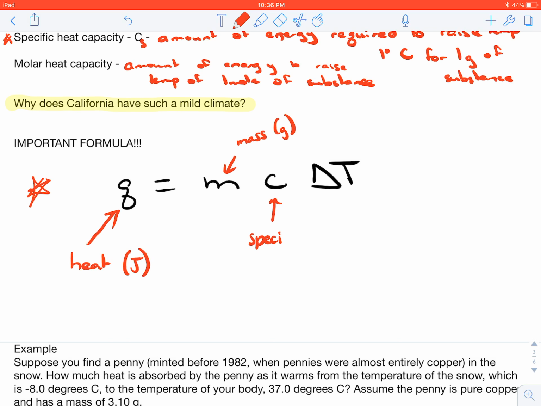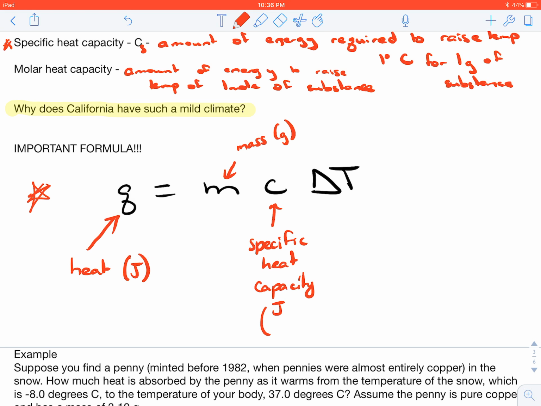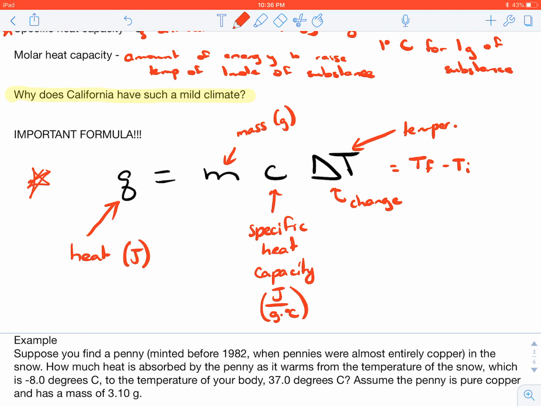C is our specific heat. And if we want to be really specific, it's actually specific heat capacity. And remember, it's a constant, so it's constant for whatever substance we have. And its measure is joules per gram degrees C, or K, depending on what we've got. And our delta T, remember I told you delta always means change. So we're talking about our change in temperature. And so we're going to take T final minus T initial. And that's how we find delta T.